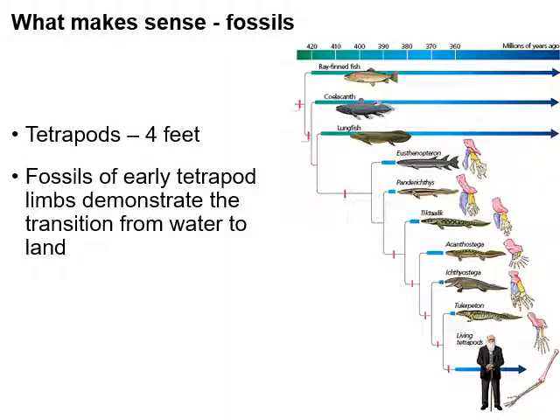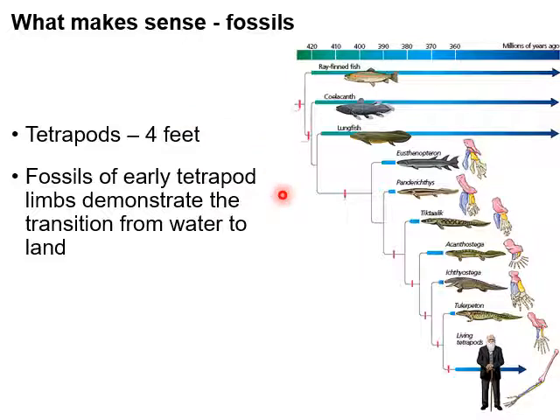So let's talk a little bit more about Tiktaalik and about tetrapods in general. Tetrapod refers to a thing that has four feet. The prefix tetra means four, and the suffix pod means foot. We learned about tetrads, which are four chromosomes that come together. We talked about tripods, a three-legged thing that holds up a camera. So tetra, four; pod, foot. And the fossils of early tetrapods, such as Tiktaalik, demonstrate this transition from water to land.